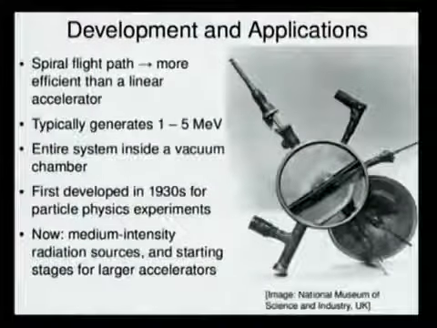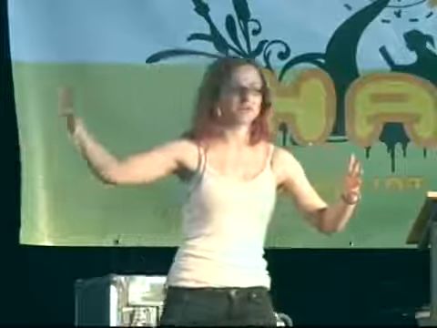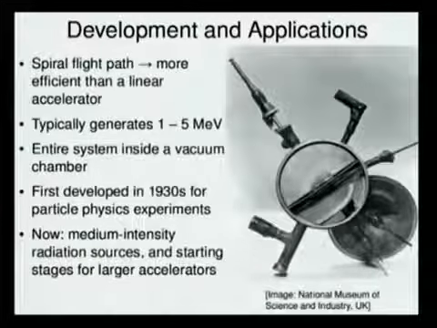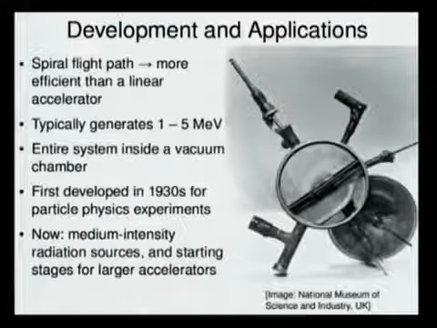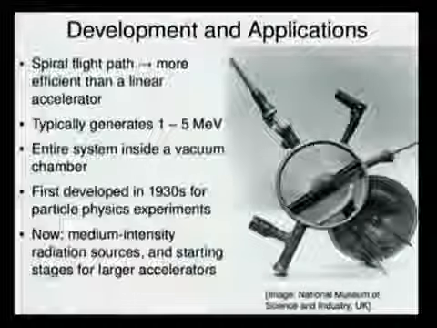Imagine you have a linear accelerator, some protons at this end, voltage applied here. The protons are accelerated across this gap just once. So you need a very, very high voltage gap or a long distance or both to get very highly accelerated particles. But in the cyclotron, like you saw on the previous slide, it's a spiral path, so it encounters the same accelerating electric field many times. These typically generate energies on the order of 1 to 5 to maybe 10 mega electron volts, generally around 1 to 5. The entire system is inside a vacuum chamber.